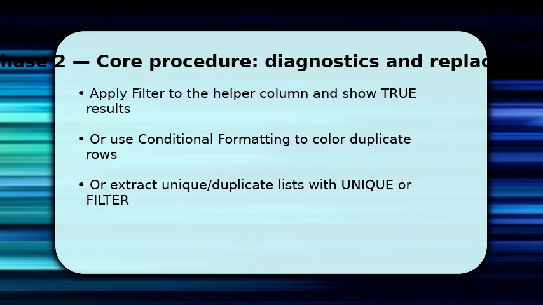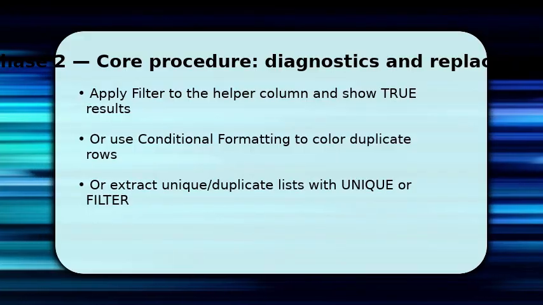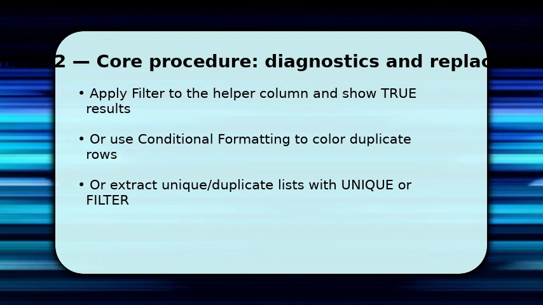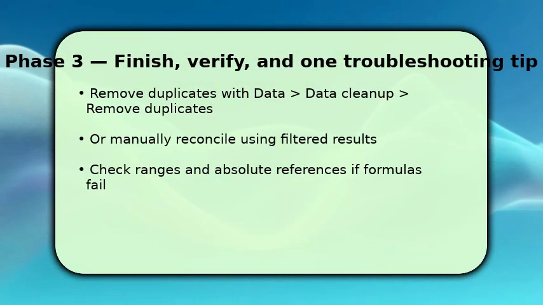If you need a separate list, use FILTER or UNIQUE. For example, equals UNIQUE(FILTER(A2:A, COUNTIF(A2:A, A2:A) > 1)) to produce a concise duplicate list. These options let you audit, move, or remove duplicates.